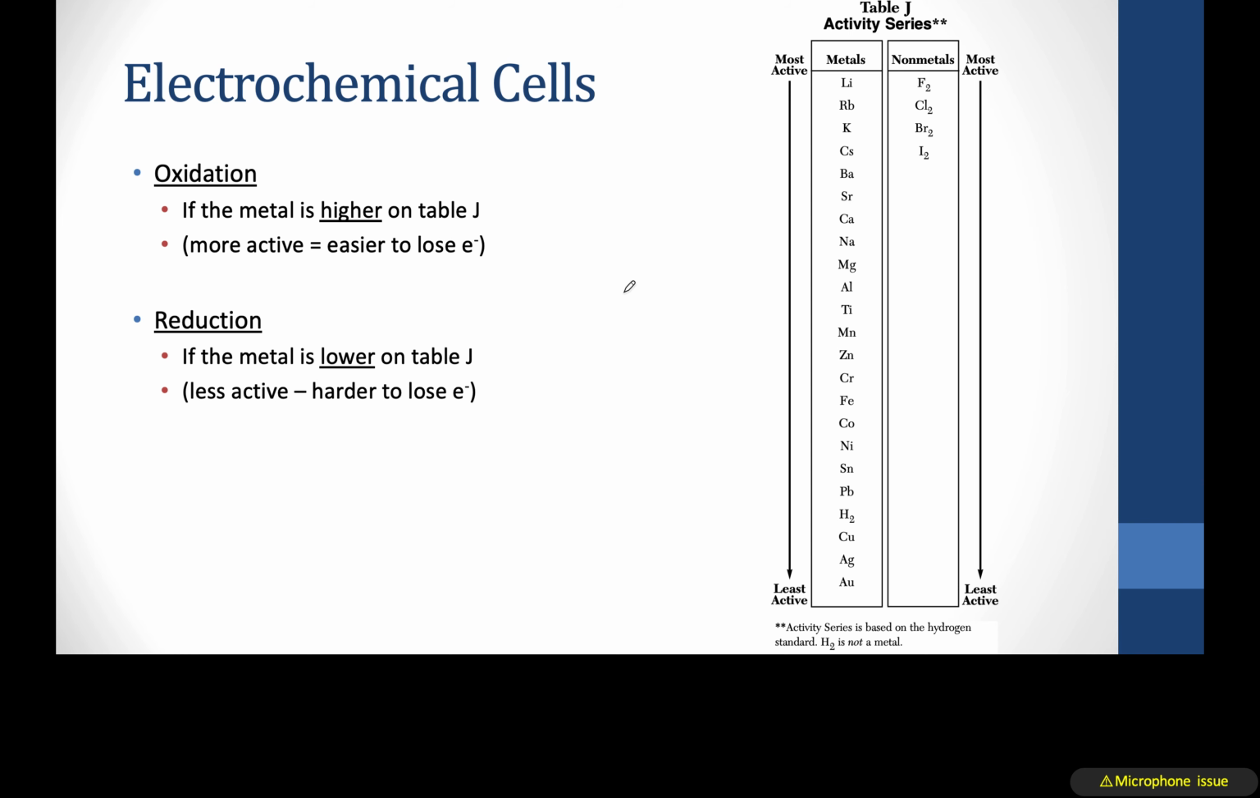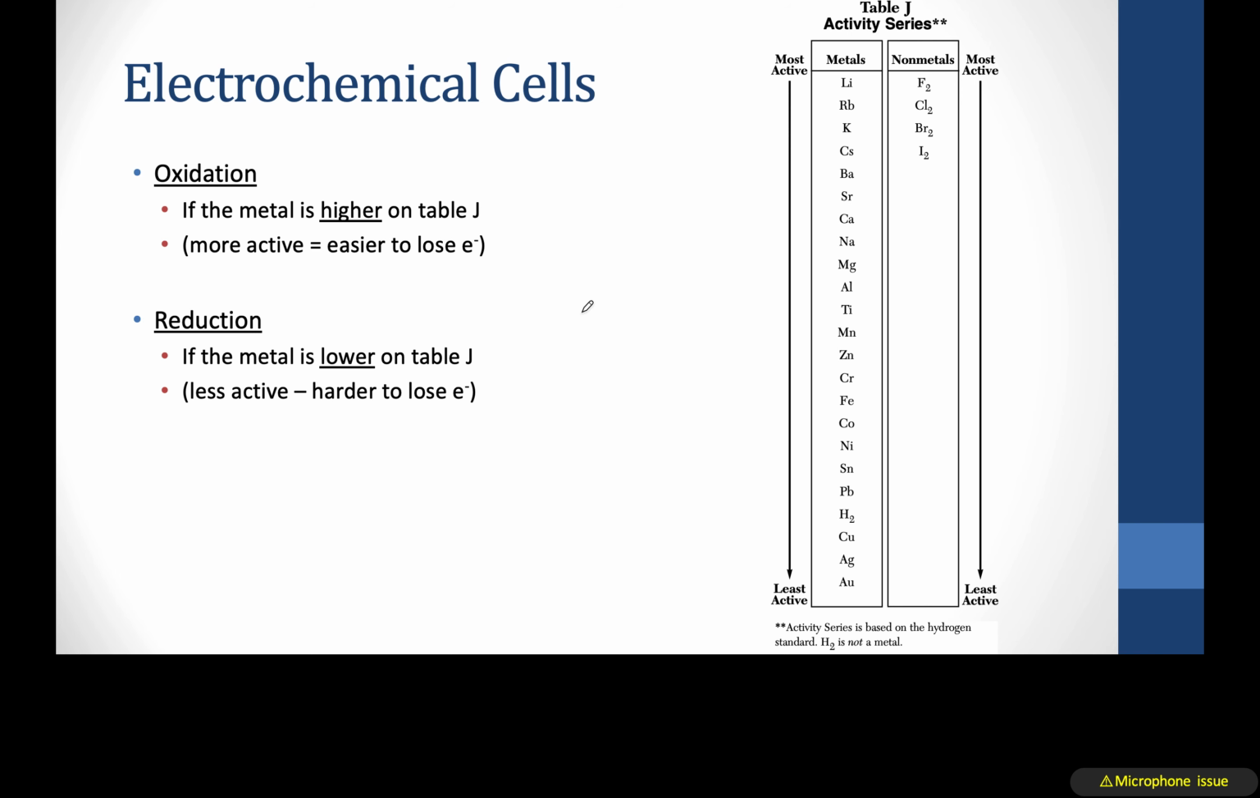So what that means is, right, remember, oxidation is the loss of electrons. So if you have two metals, the one that's higher up on this activity series is more easily going to lose its electrons. Therefore, that's the element that gets oxidized, which is the loss of electrons. Okay, and then whatever element is further down is the one that's going to get reduced because it doesn't lose its electrons so easily. Okay, so the one that's highest up, a metal higher on table J, that's oxidation. The lower one is reduction.